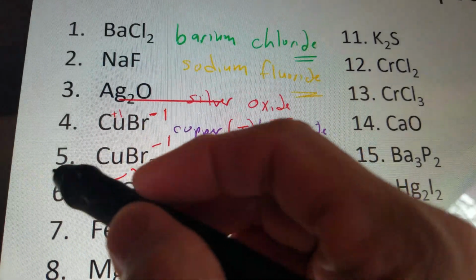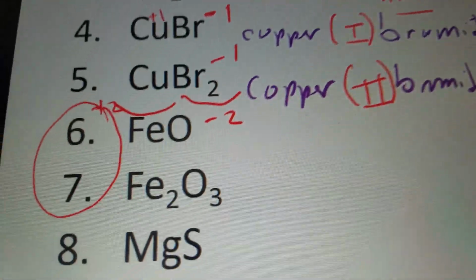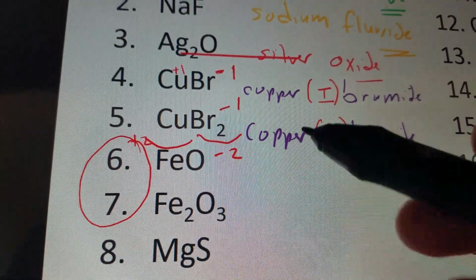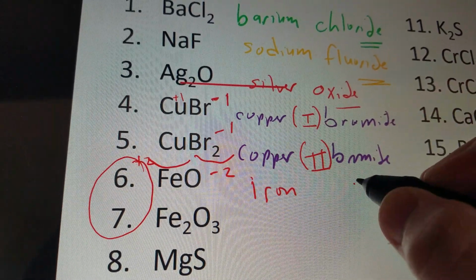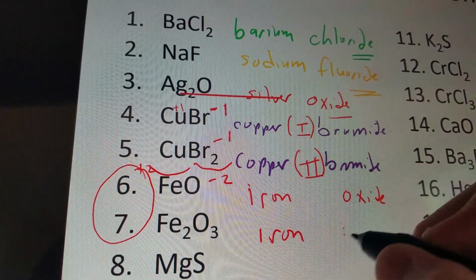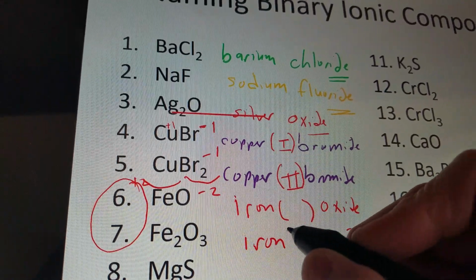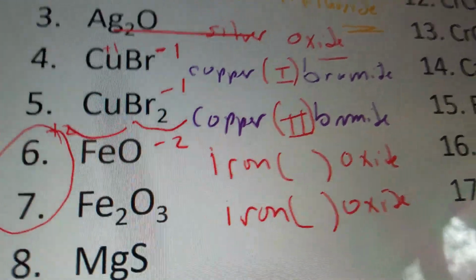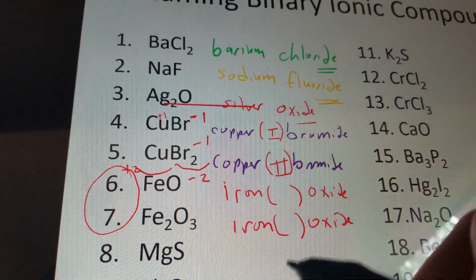So let's try 6 and 7 real quick. Again, if you're looking at these, you can see that you have iron and oxygen in both of them. So they're both going to have iron oxide as part of their name. And what we need to do is figure out what Roman numeral would go here to differentiate the two.